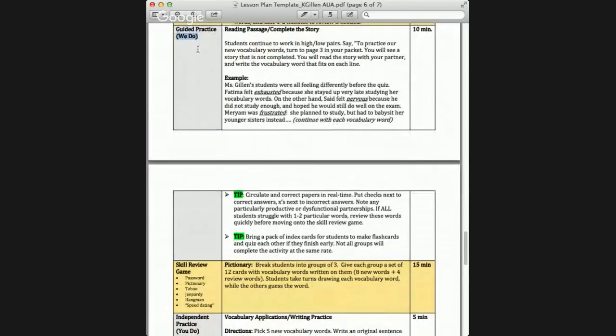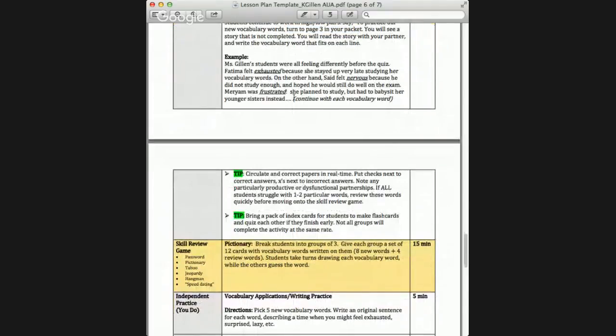So you've introduced the words, you've modeled how to use them. Now you're going to do something together, either in groups or as a whole class together, to practice using the vocabulary words. So the students will turn to the next page in their packet and they'll see a story that isn't completed. So a fill in the blanks kind of thing. So in my lesson plan, the students are going to work with partners and write the correct vocabulary word that fits on each line.